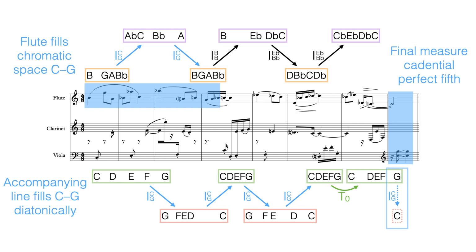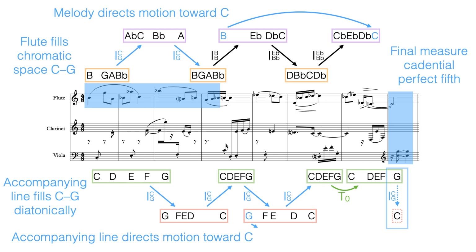The flute melody directs its motion toward its final C by its large-scale inversional plan. The first half of the flute melody descends from B to B flat. The second half ascends from B to C. The accompanying line directs its motion towards C in its final descent through the diatonic fifth from G to C, and sustains that perfect interval at the end.